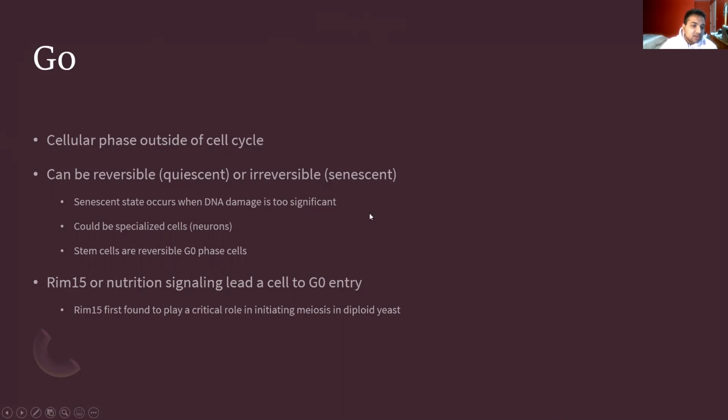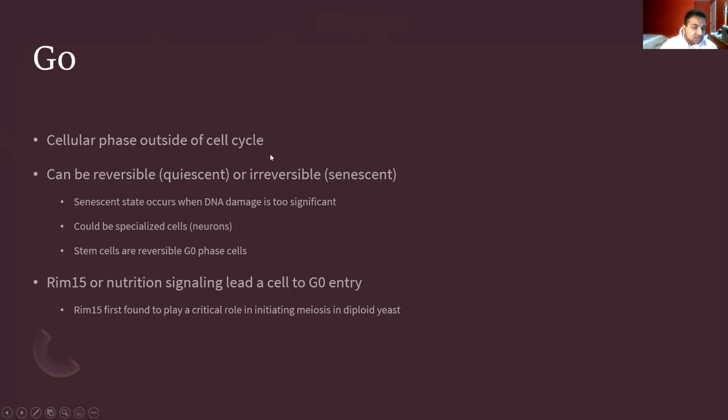The senescent state occurs when DNA damage is too significant. This is a cell that's probably going to undergo apoptosis when everything is all said and done. It could also be specialized cells like neurons. Neurons don't generally replicate, so the G0 phase is the phase they are in. And stem cells are quiescent, reversible G0 phase cells.